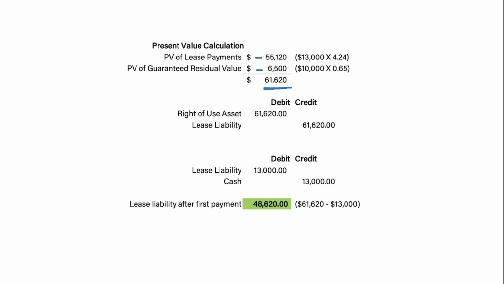$55,120. So then if we think about the journal entries for this lease, the initial entries for this present value of $61,620. So that is the debit to right of use asset and the credit to lease liability. And then the payment of $13,000 is made right away. In other words, no time has passed, so you're not going to have any interest expense. You simply decrease the lease liability by $13,000. So your lease liability after the first payment is the initial carrying value of $61,620 minus the $13,000 payment. So the correct answer is $48,620.